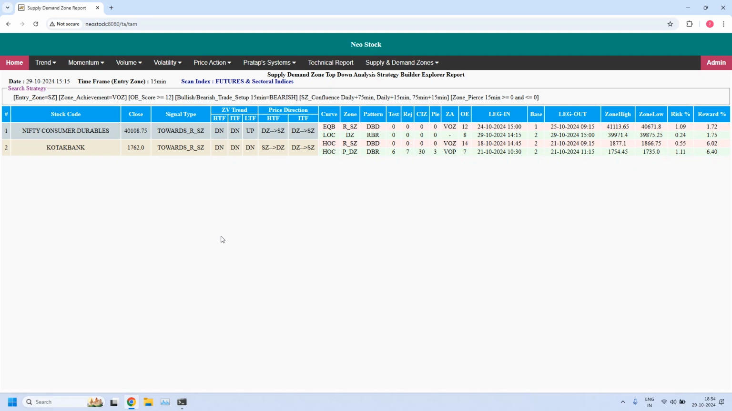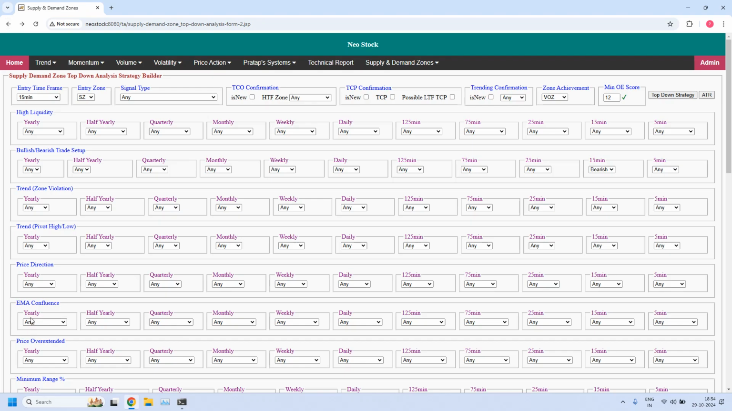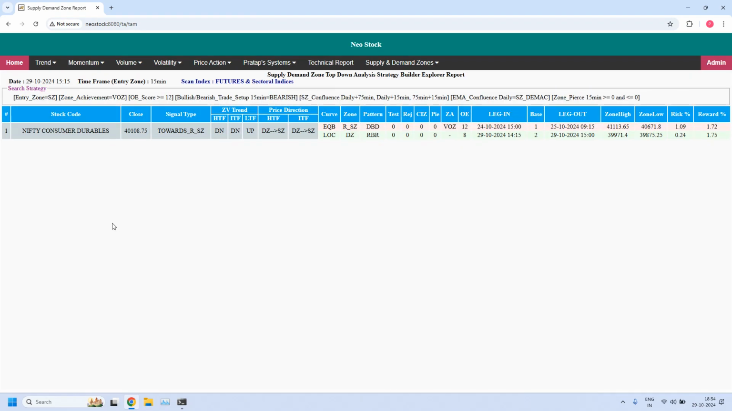If any of these daily supply zones are having daily EMA confluence, it is even more high probability setup. Let's verify. In the EMA confluence at a daily time frame, because 15 minutes together with 75 is part of the daily zone, and the daily supply zone is having daily EMA confluence, it is even more high probability setup. 1 stock is filtered, but unfortunately it is an indices, not listed in F&O.